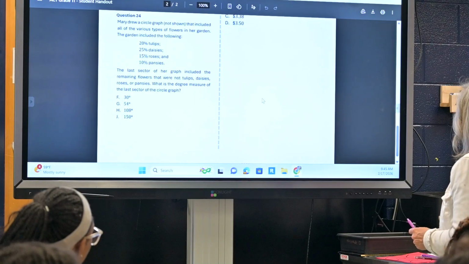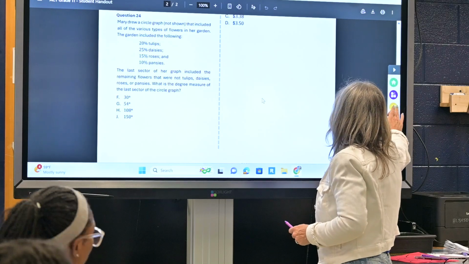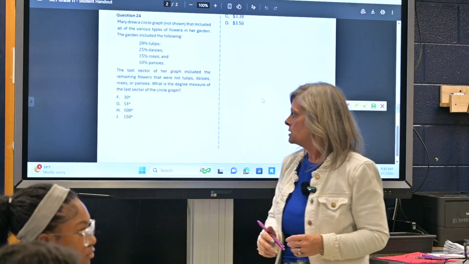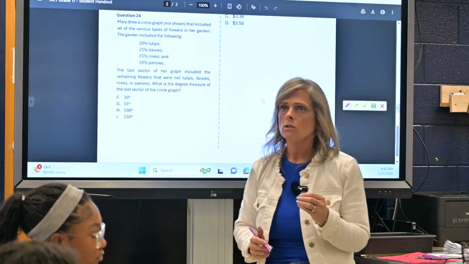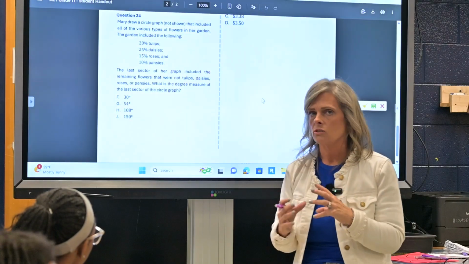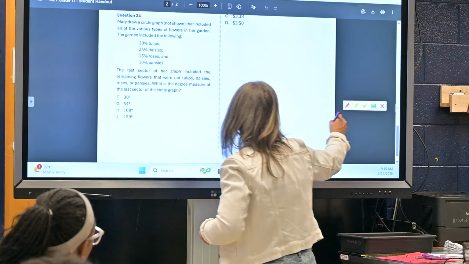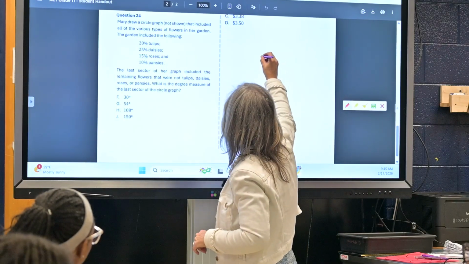All right. So I like 24 because we're talking about a circle. So when we're talking about statistics, you guys, and a circle, we're always talking about percents. They will never use anything else in a circle besides percents, okay? So we're gonna have our circle. Let's see, I'll do it over here actually.